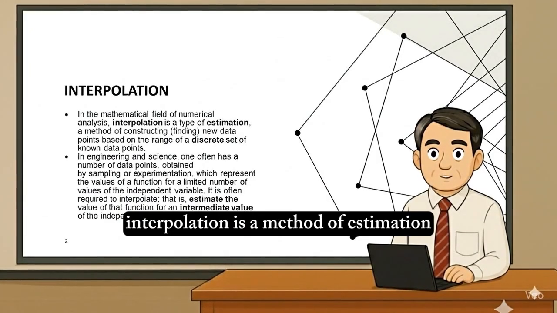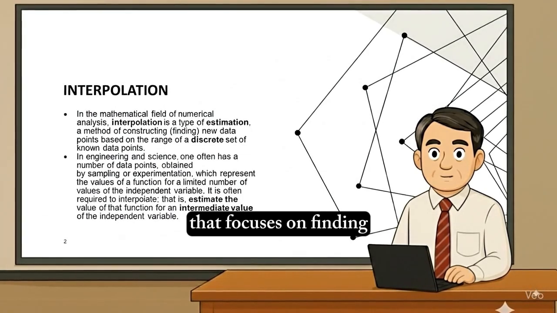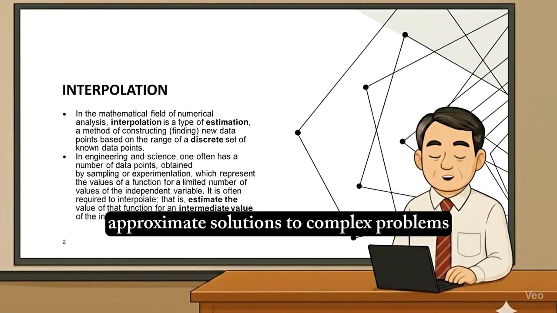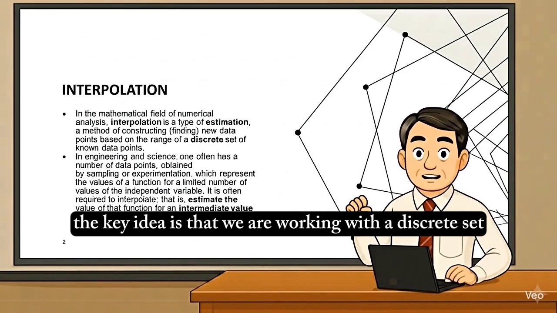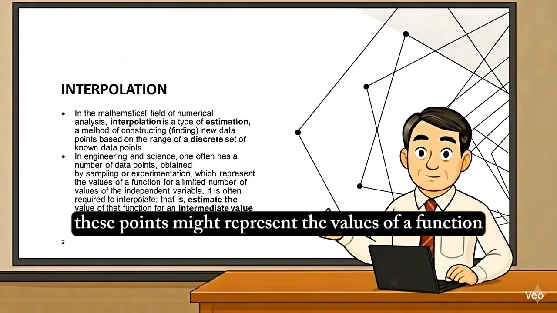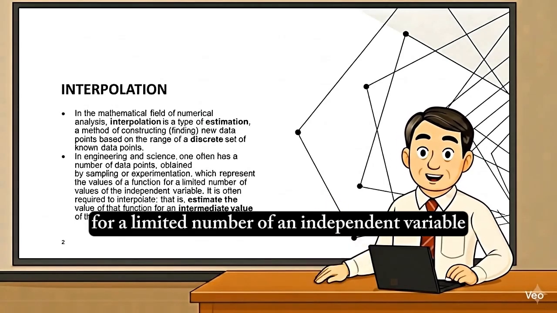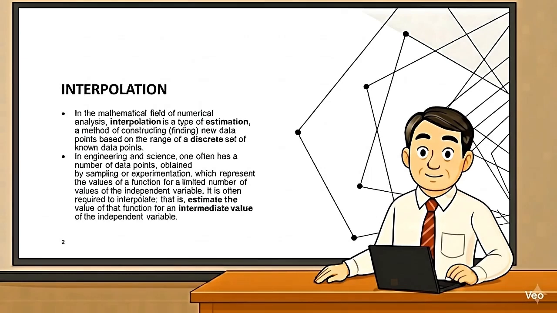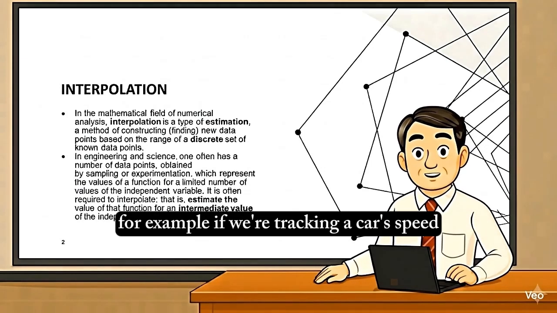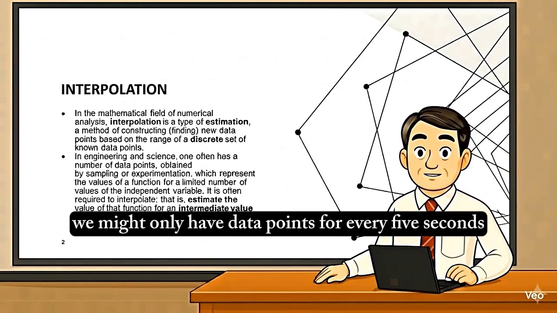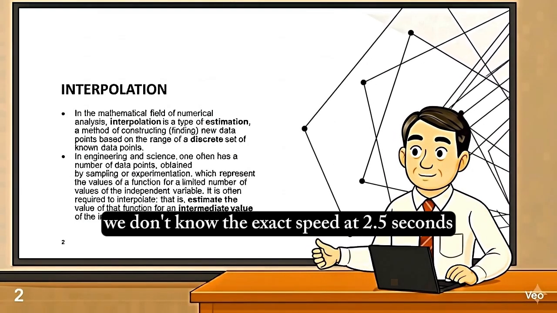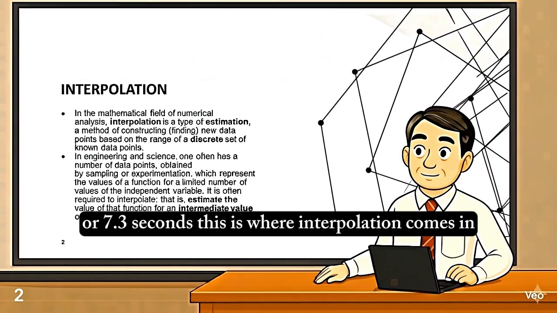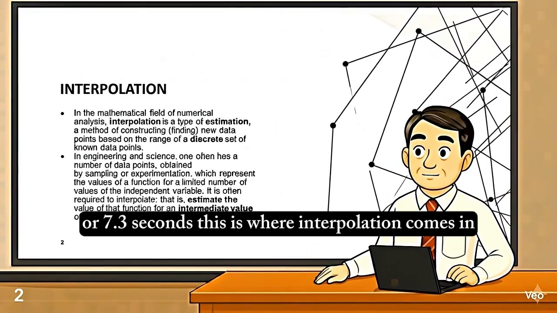Interpolation is a method of estimation and a field of mathematics that focuses on finding approximate solutions to complex problems. The key idea is that we are working with a discrete set of known data points. These points might represent the values of a function for a limited number of values of an independent variable. For example, if we're tracking a car's speed, we might only have data points for every 5 seconds. We don't know the exact speed at 2.5 seconds or 7.3 seconds. This is where interpolation comes in.